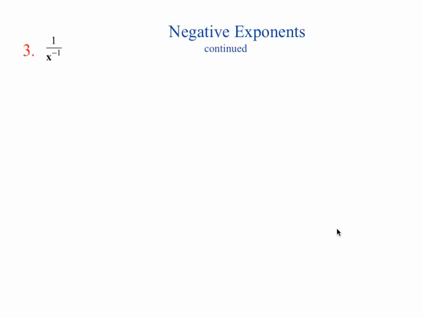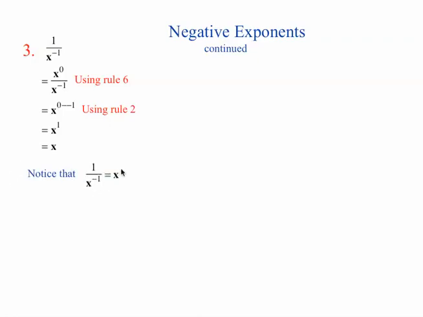Let's continue with example number 3, 1 over x to the negative 1. Now remember 1 is x to the power 0, so we have x to the power 0 divided by x to the negative 1, using rule number 6, the 0 exponent rule. And then I'm going to subtract: 0 take away negative 1, which is 0 plus 1, which is 1. So we have x to the power 1. So 1 over x to the negative 1 is x to the positive 1. Isn't that neat? So notice that 1 over x to the negative 1 is x to the positive 1, or just x.